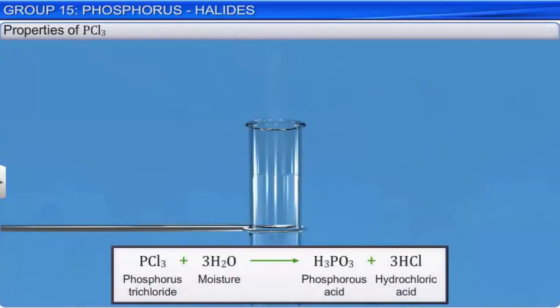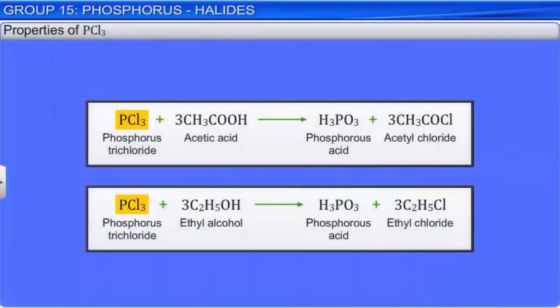Similarly, it reacts with organic compounds that contain hydroxyl groups such as acetic acid and ethyl alcohol to form phosphorus acid as the main product.